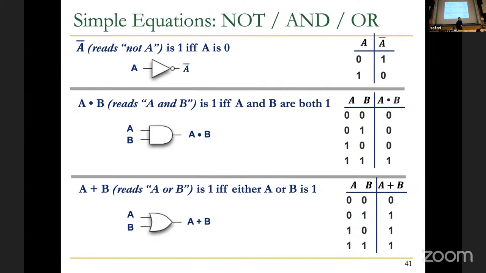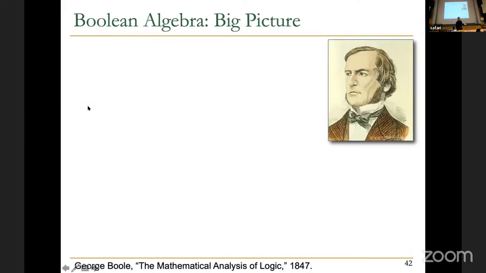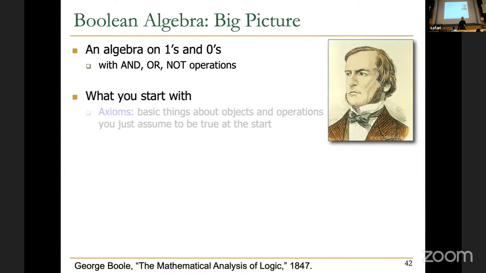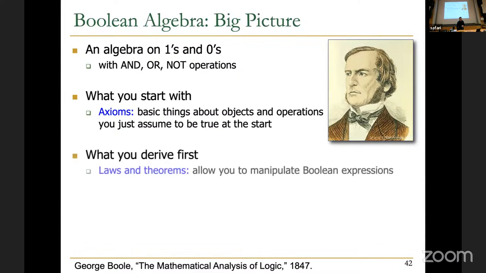Okay, and these are very simple circuits, as you can see. And these are Boolean equations, actually. So Boolean algebra was developed by this person who's pictured here. It's an algebra on ones and zeros. That's the alphabet, if you will, with AND, OR, and NOT operations. And you start with axioms, some basic things that you assume to be true, and I'm going to show you a bunch of these. And then you derive laws and theorems. These allow you to manipulate Boolean expressions.